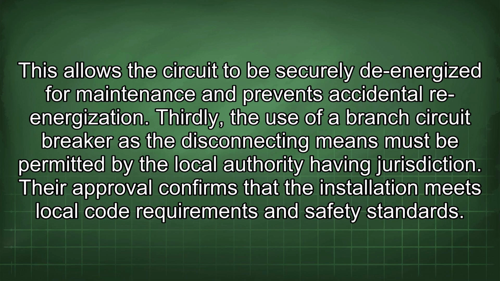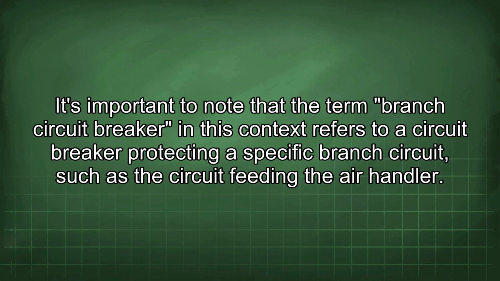Thirdly, the use of a branch circuit breaker as the disconnecting means must be permitted by the local authority having jurisdiction. Their approval confirms that the installation meets local code requirements and safety standards. It's important to note that the term branch circuit breaker in this context refers to a circuit breaker protecting a specific branch circuit, such as the circuit feeding the air handler.